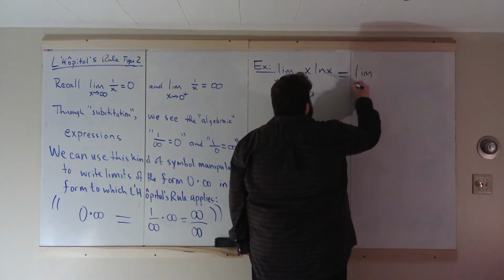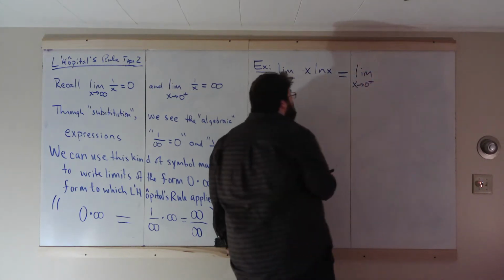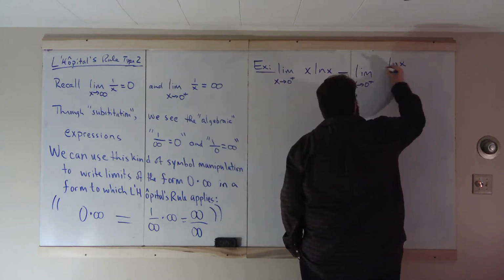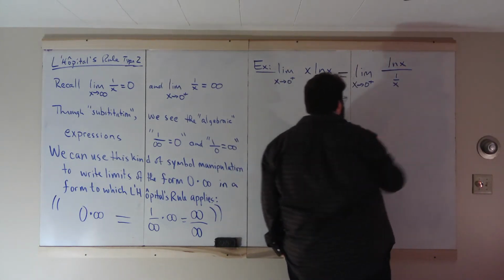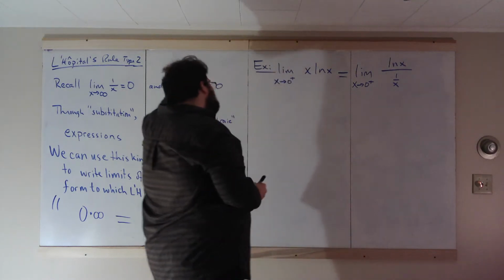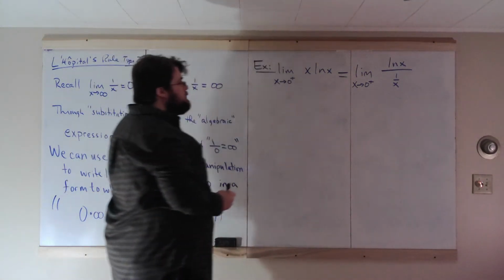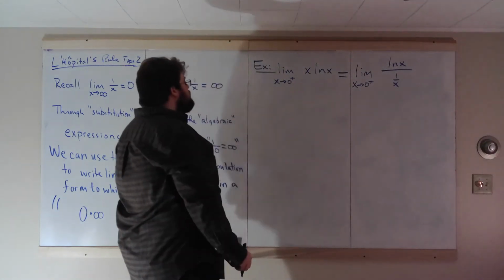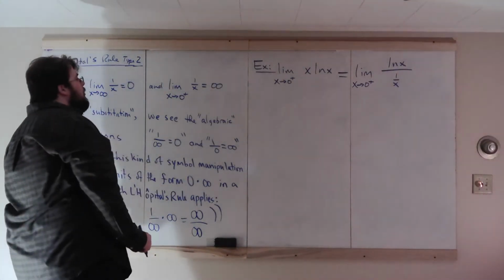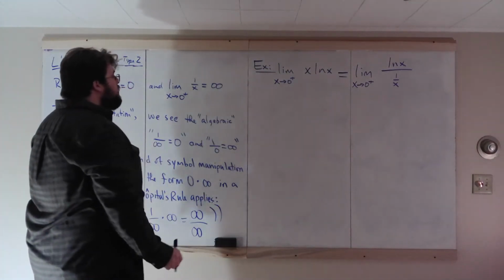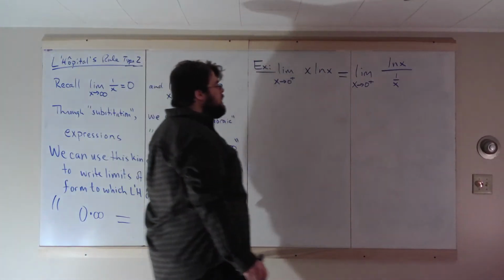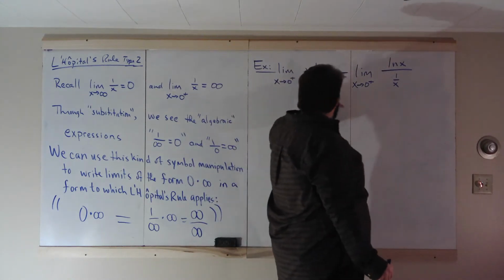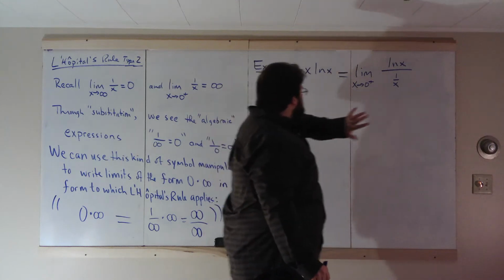Equals the limit as x approaches 0 from the right. Why do we need 0 from the right? Yes, because log x is not defined at 0 or to the left of 0. So we can only treat this limit on the right of 0. So we took that x and threw it in the denominator. Now you can't just say it's log x over x. You have to be careful when you're throwing things in the denominator. Why does this expression equal this expression?